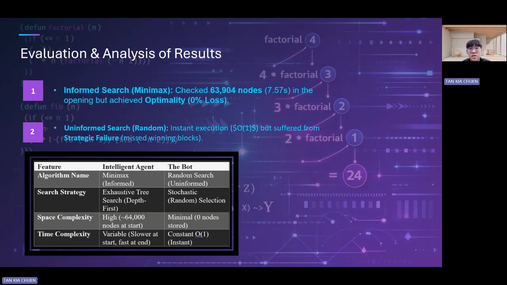So the key takeaway from this evaluation is that there is a clear trade-off between intelligence and computational cost. Higher intelligence leads to better decisions but slower performance, while faster algorithms sacrifice decision quality. This comparison strongly supports why informed search techniques like Minimax are essential for decision-making tasks, even in simple games like tic-tac-toe. And that's it for my part.